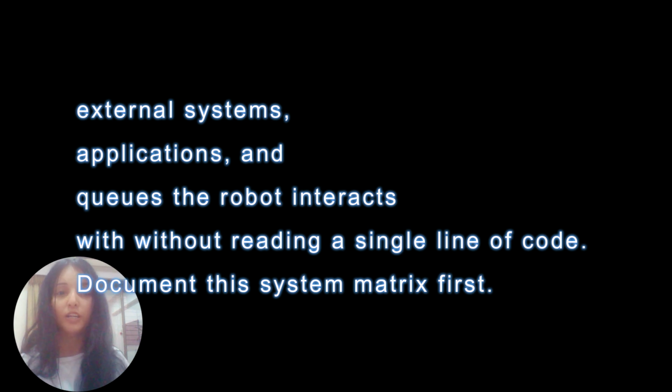Before you can even touch a XAML file, open the project Config.xlsx. The config file is a gold mine of architecture intent. Look at the assets, settings, tabs. If you see asset names like SAP credential or invoice queue, you instantly discover the external systems, applications, and queues the robot interacts with without reading a single line of code. Document the system metrics first.